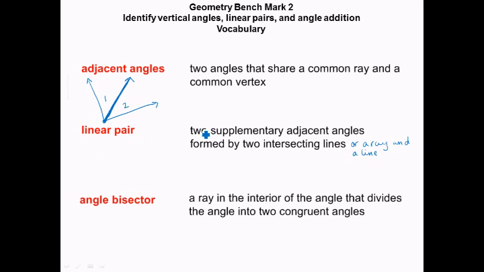When you have supplementary adjacent angles, they make what's called a linear pair. And this can be from two intersecting lines or a ray in a line or even a segment in a line. But a linear pair are two angles that share a side and are supplementary. So the measure of angle 1 and the measure of angle 2 will equal 180 degrees.